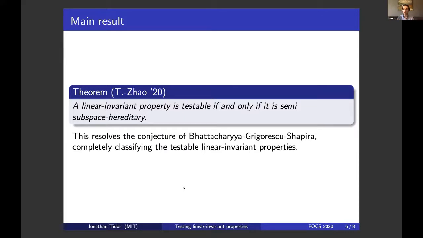and resolves this conjecture. So in the rest of the talk, I want to explain some of the techniques used in this field and the innovations present in our work, which let us overcome some of the barriers in previous works.